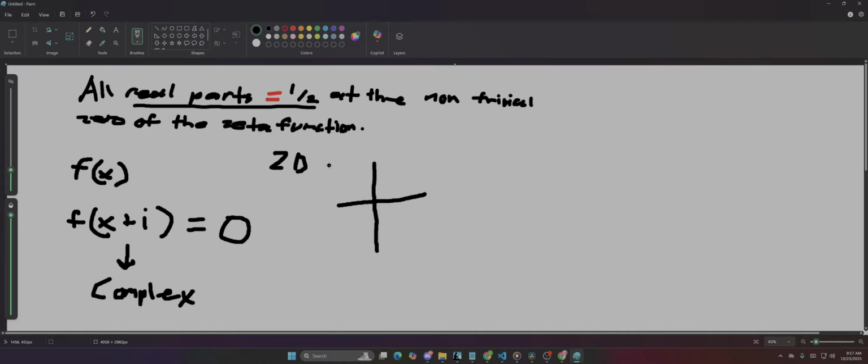A real number is always on the x-axis, and the imaginary number is always on the y-axis, and that's just how it is. So yeah, that's just a fun fact.